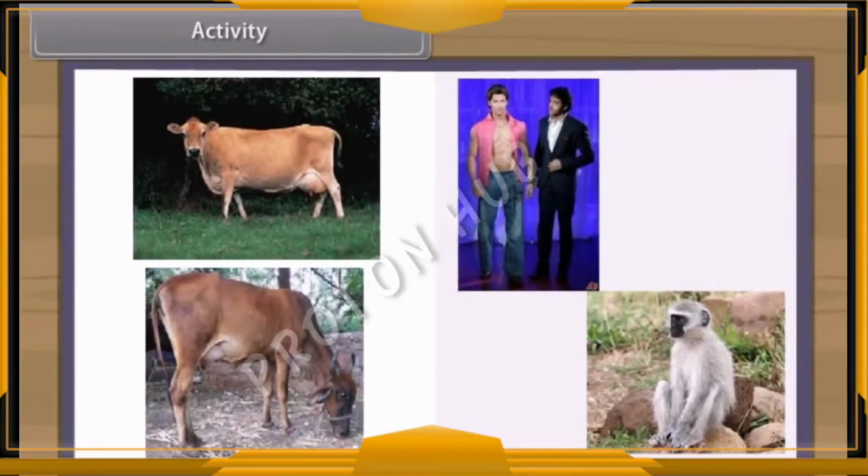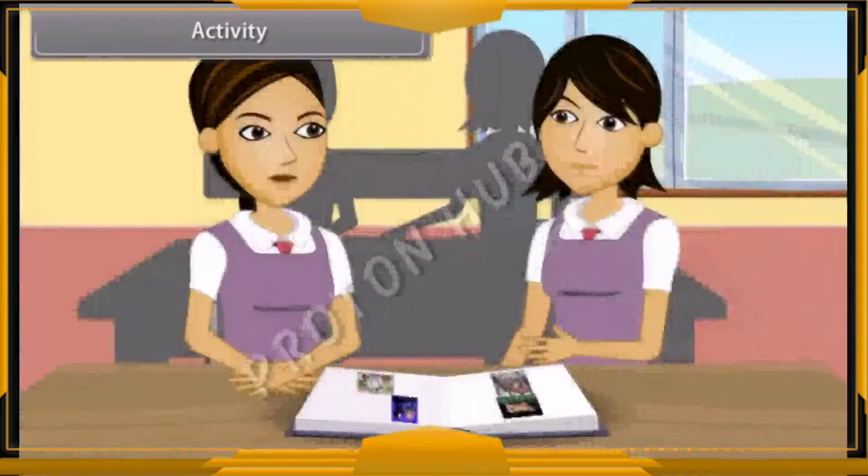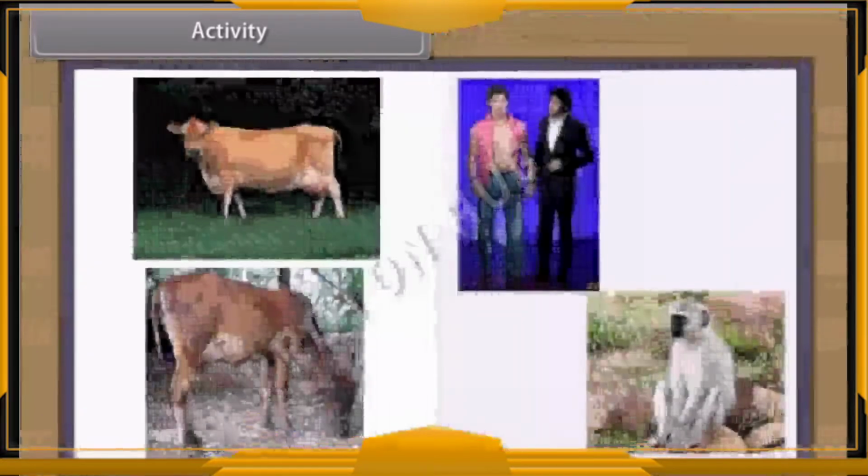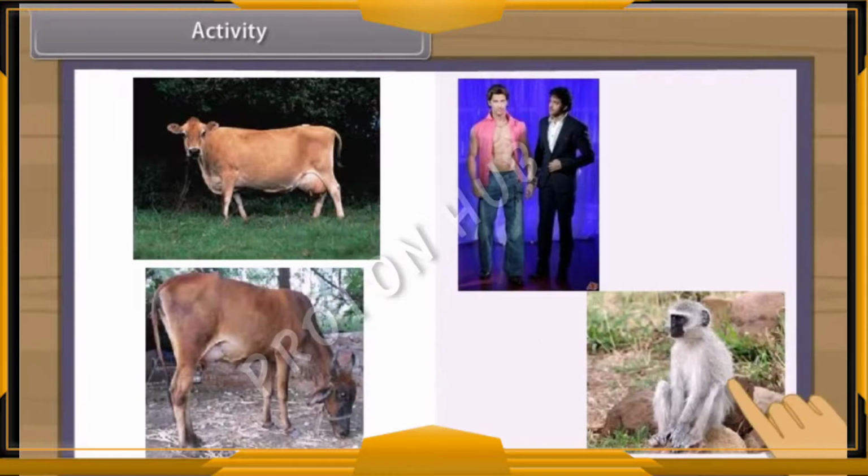When we study the physical characters of Desi cow and Jersey cow, we find very few differences. But when we see them in a crowd, the Jersey cow can be distinguished from a distance due to its height and stature. But when we look at cow and monkey, then we find that man resembles a monkey more than a cow, although all are mammals.